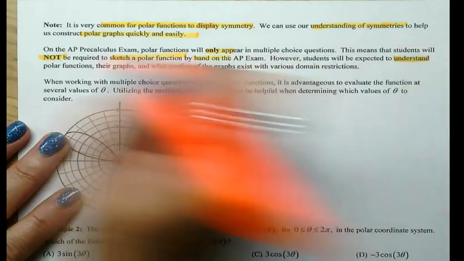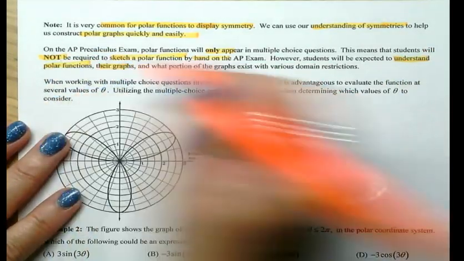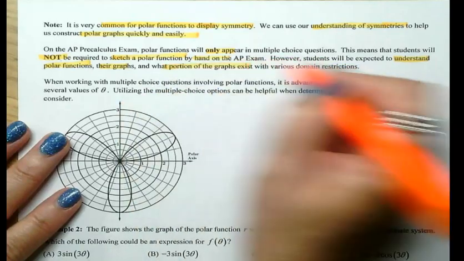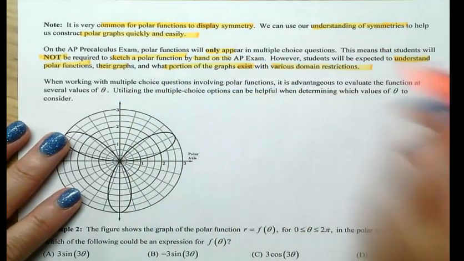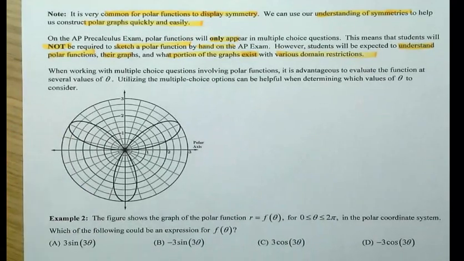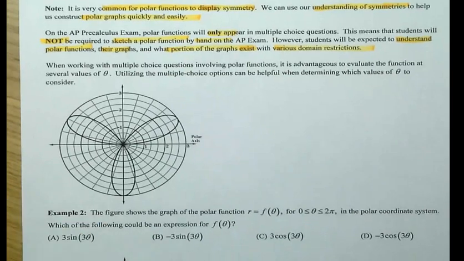but you're going to need to understand the polar function, their graphs, and what portions of the graphs exist within various domains. And so those are all some of the things we're going to be working on the next part of these. So a lot of these are multiple choice questions. We are going to create rectangular grids to help us figure out the graphs, and then we'll answer a question.